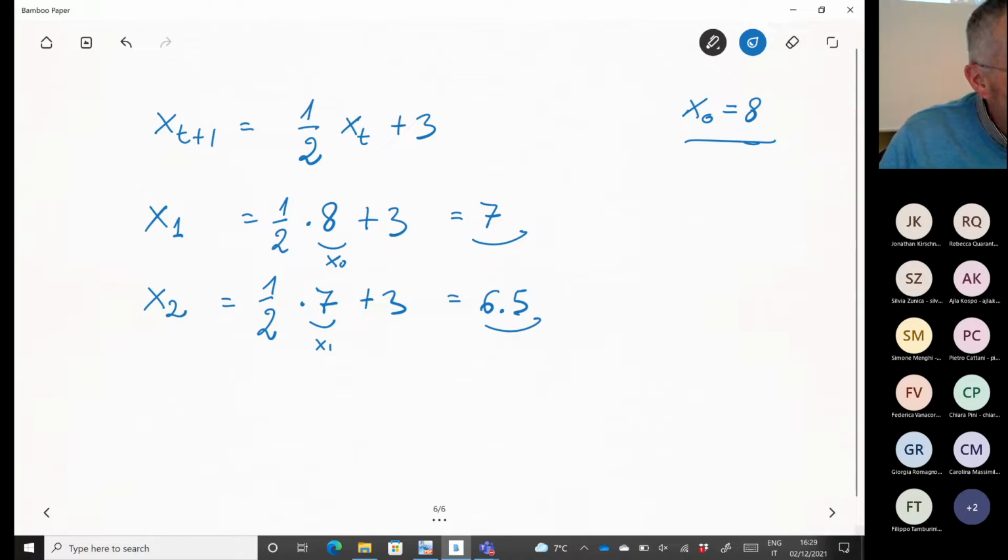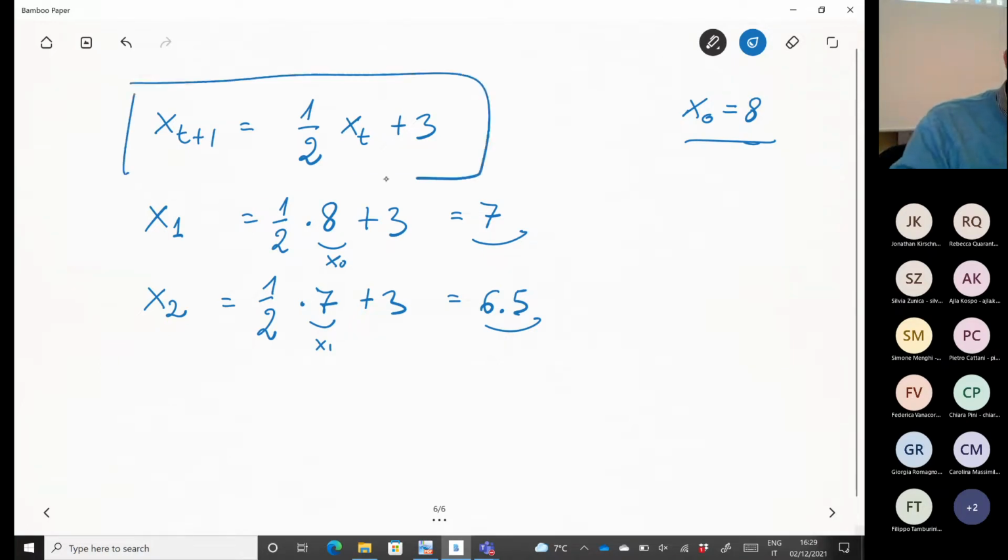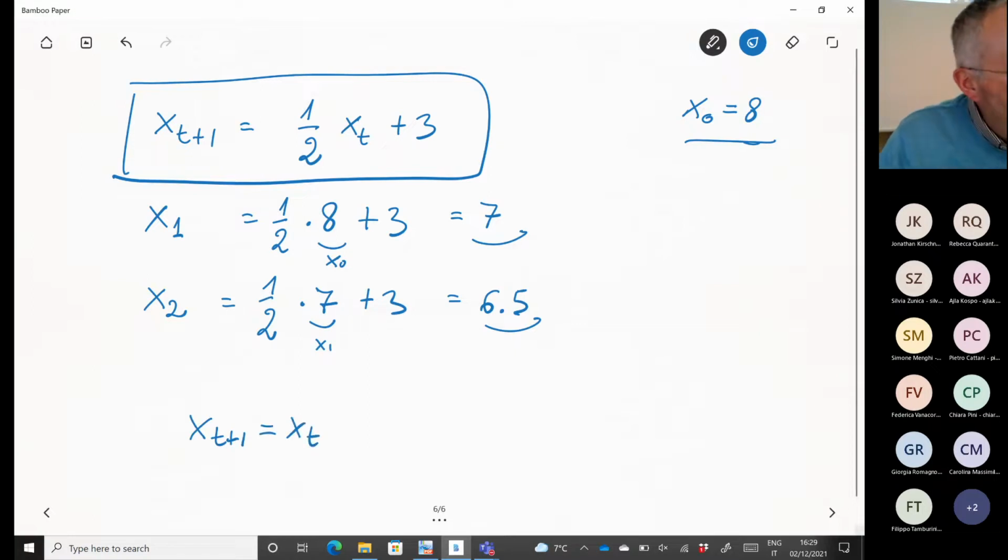How can we compute the steady state? Suppose that we don't know what is the solution formula, but we wonder whether there exists a constant solution to this equation. If there exists a constant solution, xt plus 1 must be equal to xt at any time t. So this means that xt must be constant at some level x star. Put x star into the equation, so impose that at time t plus 1, the level will be the same as at time t. So x star equal to 1/2 x star plus 3.